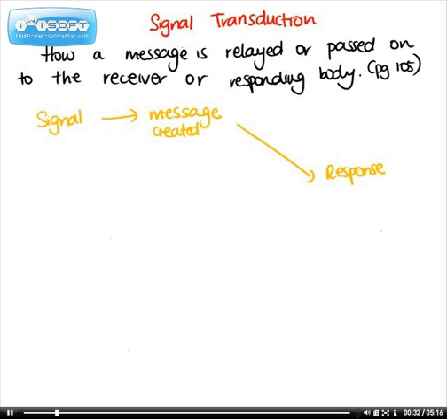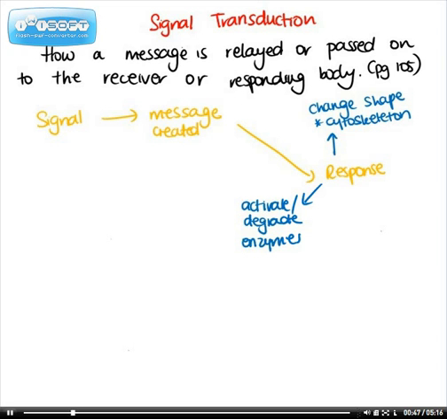The three ways that a cell can respond are: by changing shape or moving the organelles within the cell with the help of the cytoskeleton; to activate or degrade an enzyme to change or manipulate metabolic reactions; or to activate or inhibit protein synthesis. The endocrine system is a system associated with this concept.